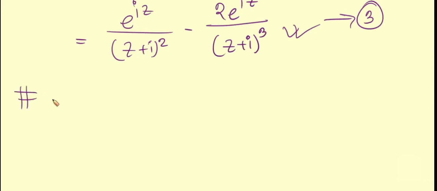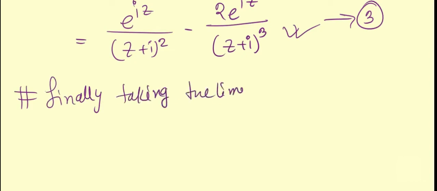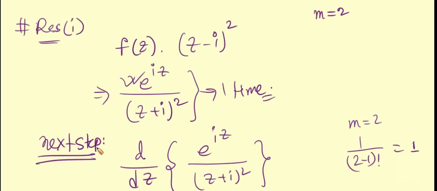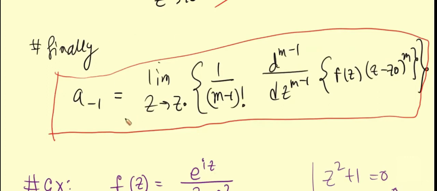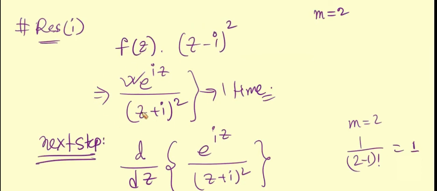Now finally we want to take the limit. So finally taking the limit, and here the limit z will go to i, because that's the point we are interested in calculating the residue, because we are calculating the residue for i. So if you recall, this formula was valid for when z goes to z0. That means you are interested in the residue at the point z equals z0. So since here we are interested in calculating the residue for the point i, that's why we have to take the limit z goes to i.